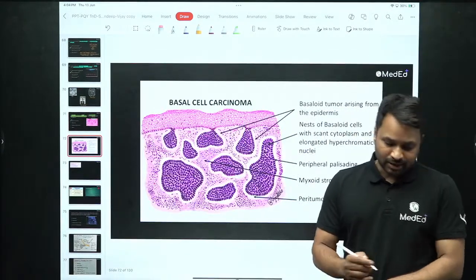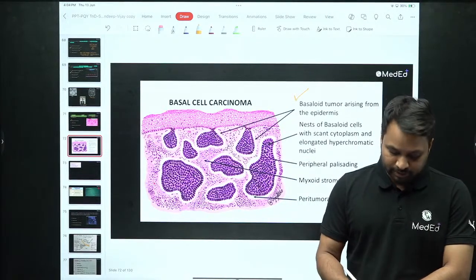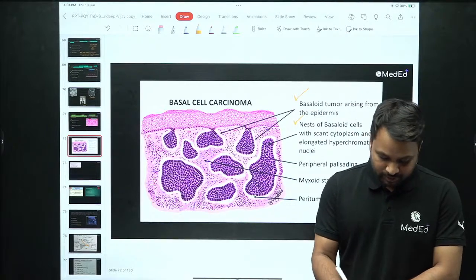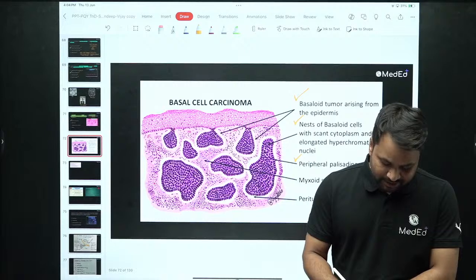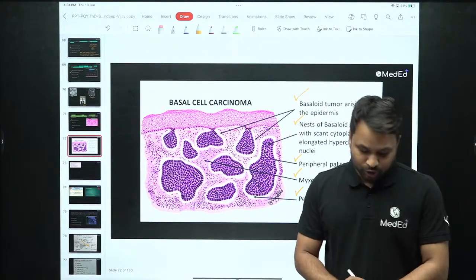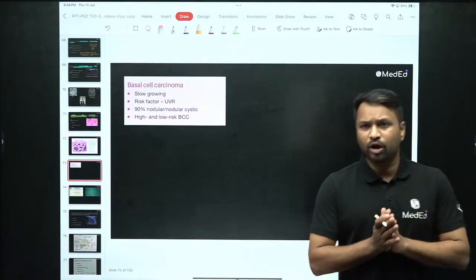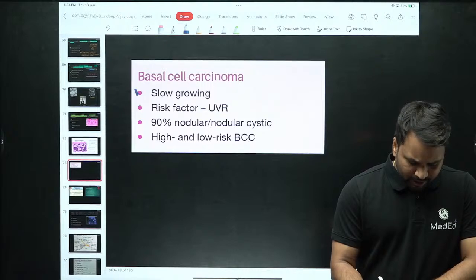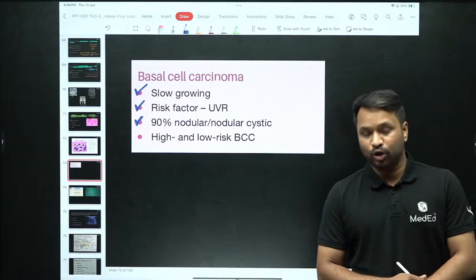So, in the basal cell carcinoma of the skin, you would see basaloid tumors arising from the epidermis. There will be nests of basaloid cells with scanty cytoplasm and elongated hyperchromatic nuclei. You will have peripheral palisading, myxoid stroma and peritumoral clefting, right? Now, we talk about basal cell carcinomas, important point. Majority of them are slow growing. The risk factor is UV rays, 90% are nodular or nodulocystic.